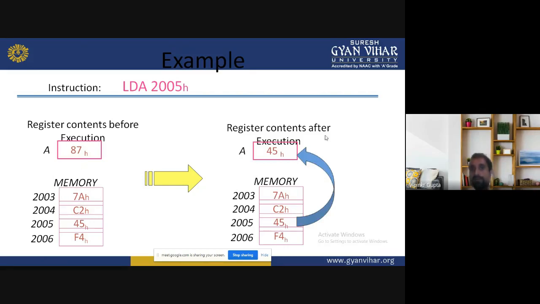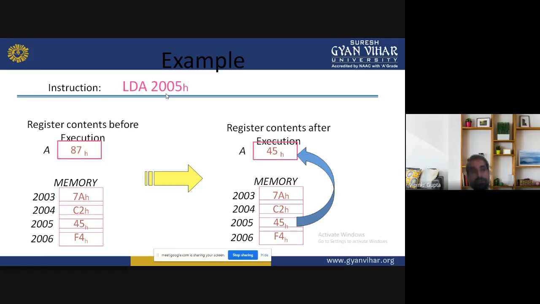That data is transferred to the 45H. So 87 will be overlaid to the 45H. Now, length of this instruction, again same question: because it has the 2 byte instruction address and 1 byte is the opcode, its total length is 3 bytes. So it is a 3 byte instruction.